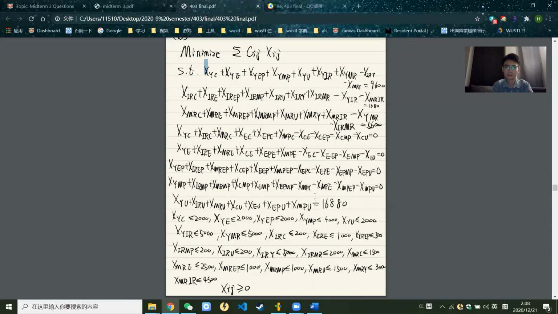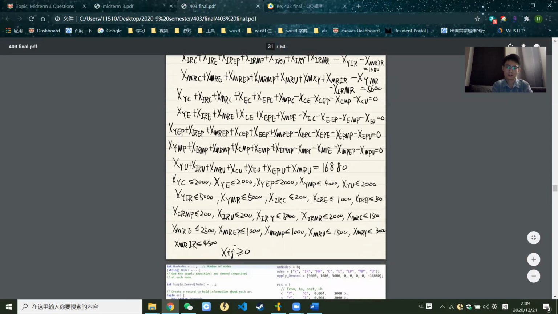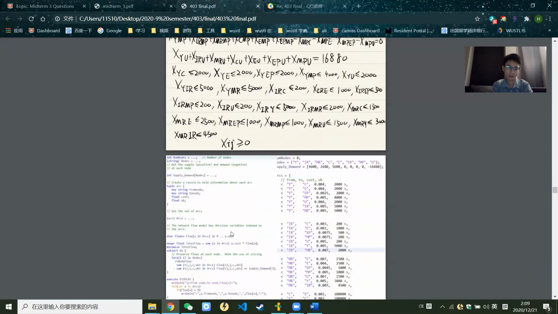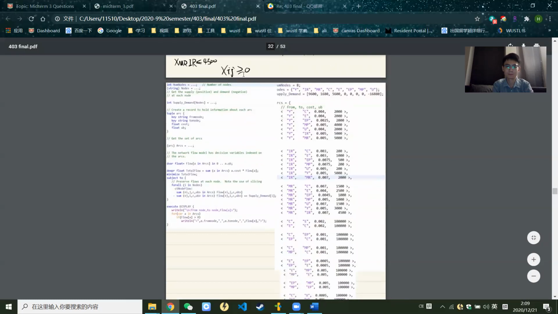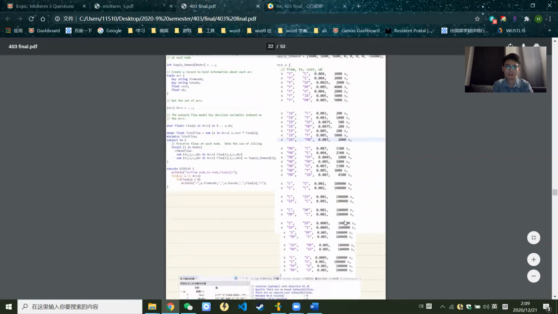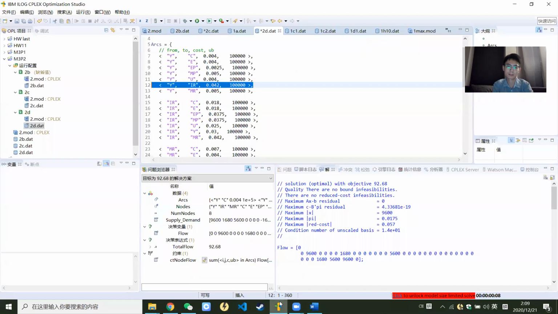And this is the demand node, so it should be equal to this value here. And here are all the limit values, if they have limit values, of course. And they should also be bigger than or equal to 0. So then I implement it in the IBM CPLEX.